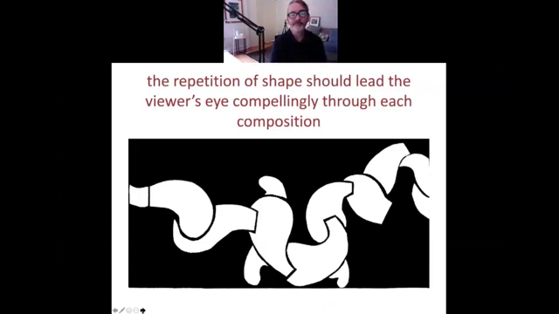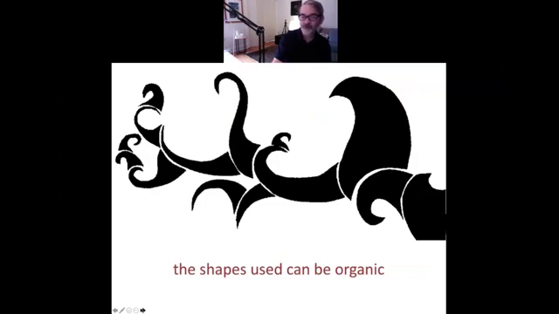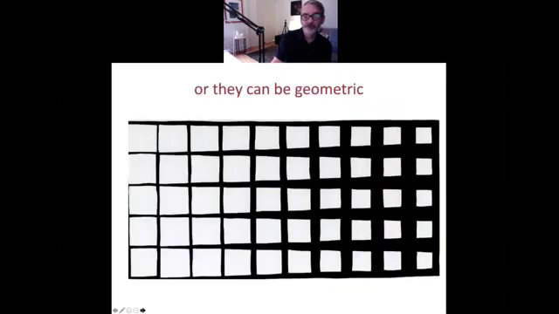So repetition of shape should lead the viewer's eye compellingly through each composition. Go the long way. Organic suggests that they come from nature. Geometric seems to come from geometry, right? Sometimes geometry and natural forms seem similar, or there's not a clear distinction. There are organic things that seem to be geometric, like a planet or the moon.